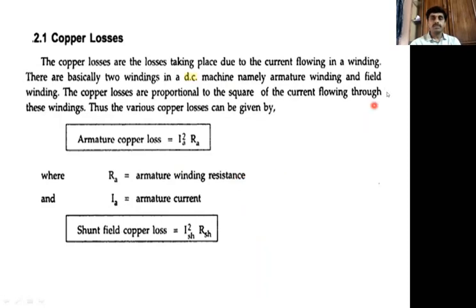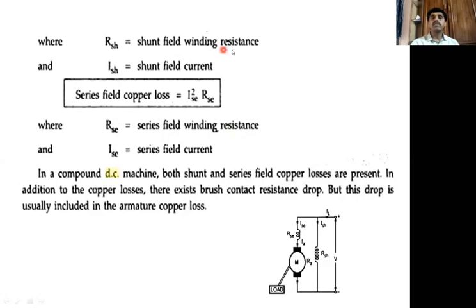First, the copper losses. The copper losses are the losses taking place due to current flowing in the winding. There are basically two windings in a DC machine, the armature winding as well as the field winding. Copper loss is proportional to the square of the current flowing through the windings. The armature copper loss is Ia square Ra, where Ra is the armature winding resistance and Ia is the armature current. Coming to shunt field copper loss, Ish square Rsh, where Rsh is the shunt field winding resistance and Ish is the shunt field current.